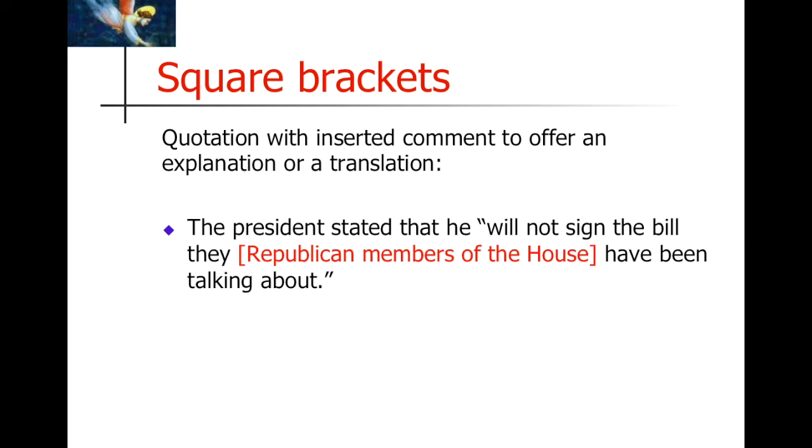Explanations can be inserted into the text with square brackets. "The president stated he will not sign the bill, [they, and then Republican members of the House]." You can see this is the journalist, or the critic, inserting a commentary here. So you can insert comments with square brackets. The square brackets indicate this is your editorial voice, to be distinguished from the voice here of the president.